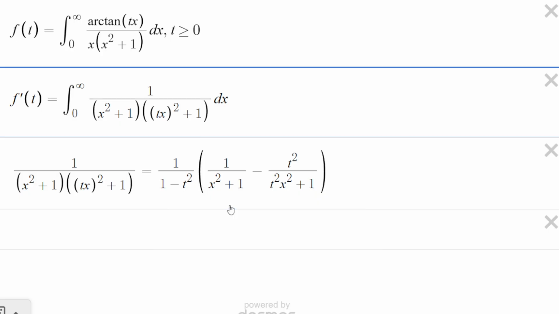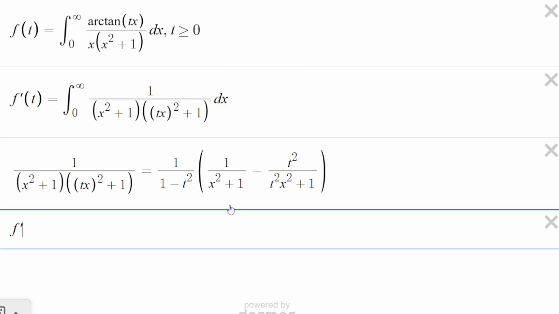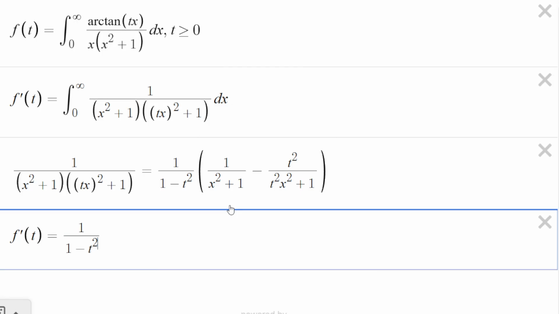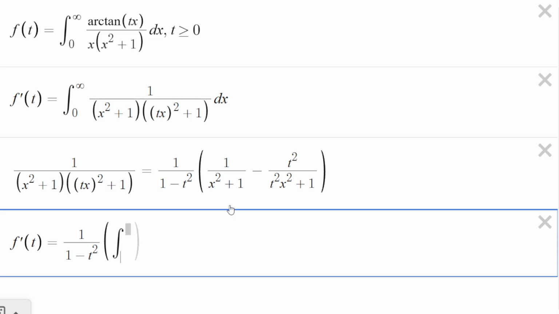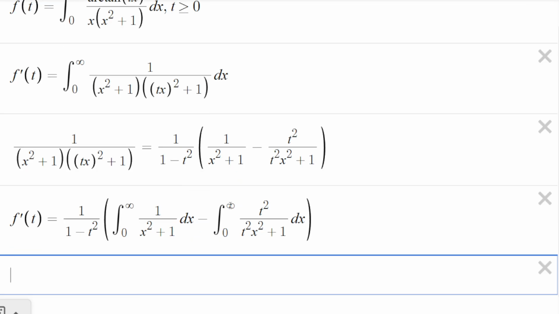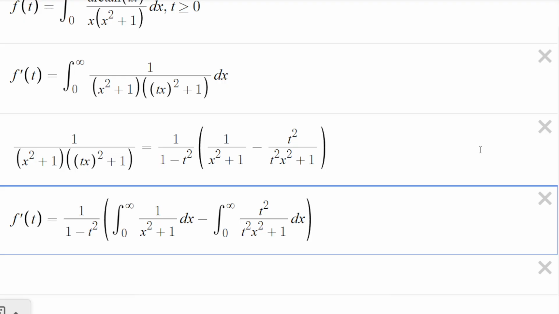Okay, so let's use this in our f prime of t. All right, so that means f prime of t is going to be equal to, well, let's see, 1 over 1 minus t squared, and then we're going to have two separate integrals. Integral 0 to infinity of 1 over x squared plus 1 dx, and then minus integral 0 to infinity of t squared over t squared x squared plus 1 dx. All right. Did I do that correctly? Yeah, I brought that out, and then we just integrate 0 to infinity. Yeah. Okay, so that's correct, I think. I make mistakes, though, I am human. If I did make a mistake, I'll go back and fix it.